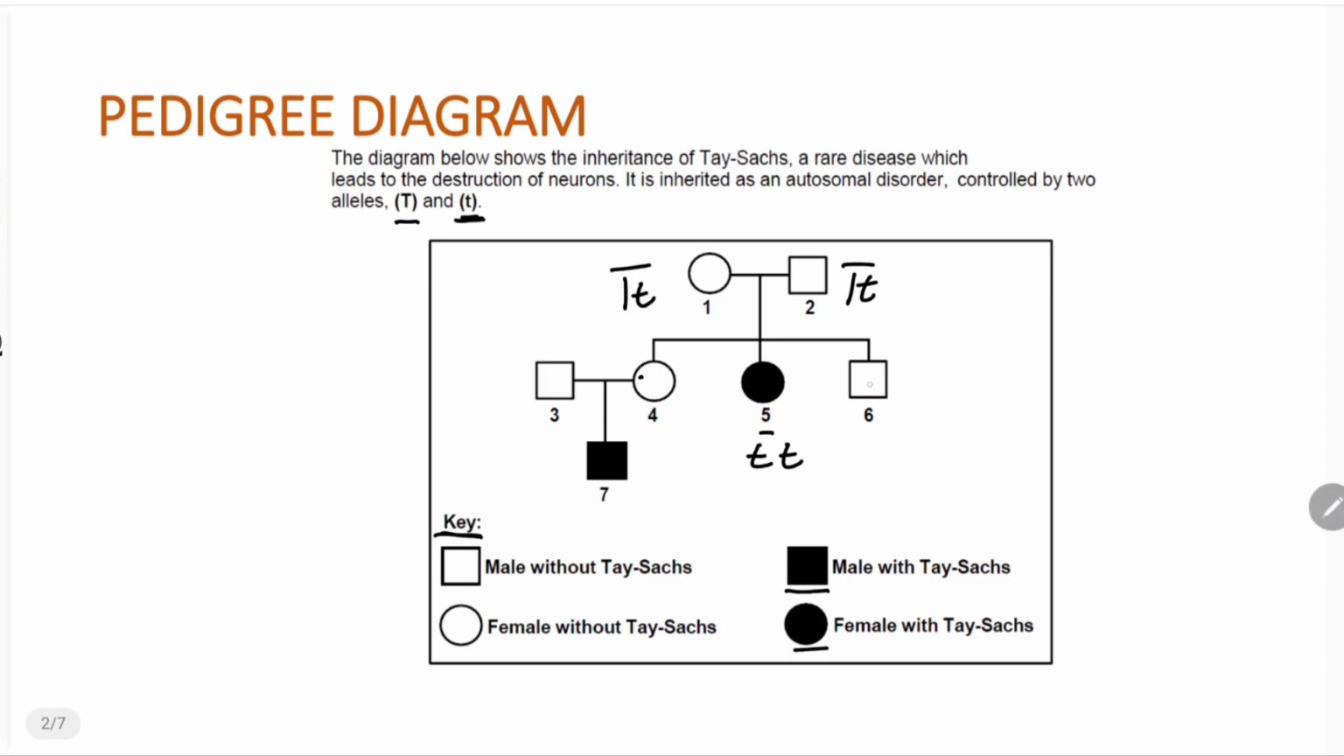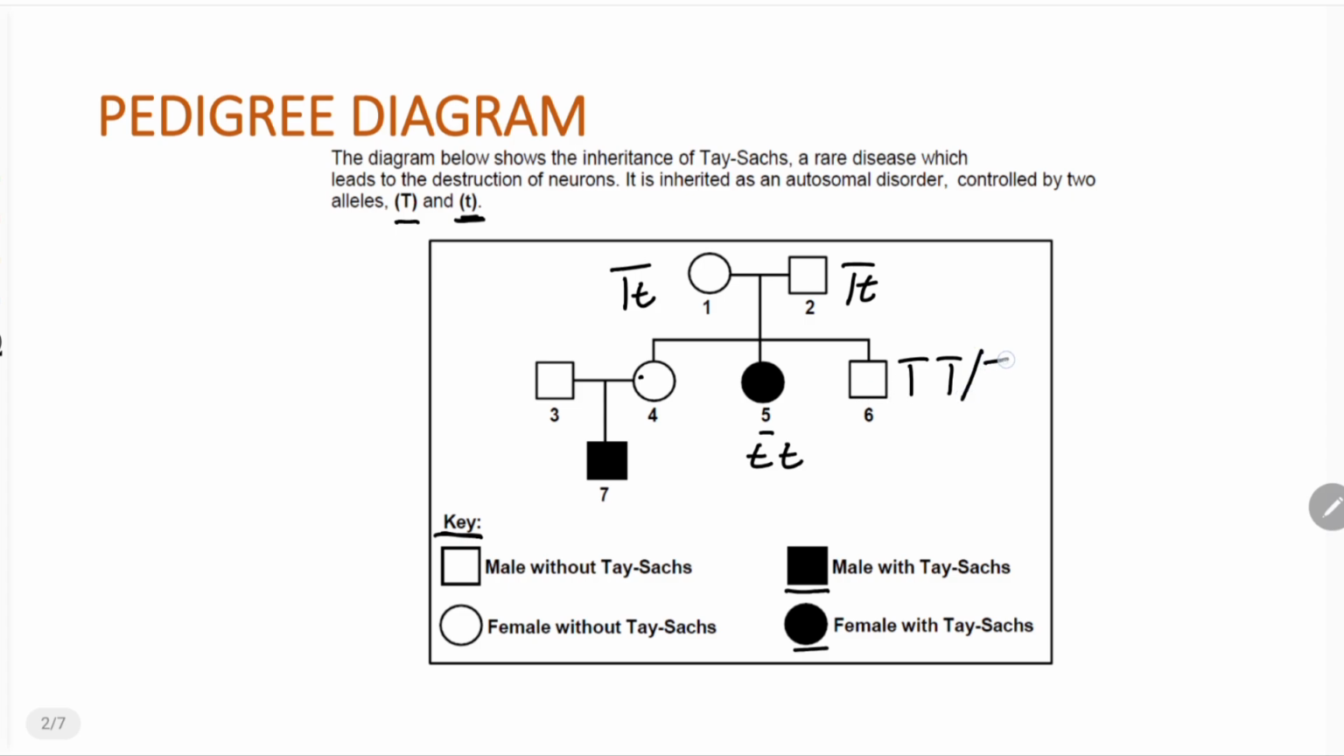Right. Now, let's talk about individual number 6. Individual number 6 is a male without Tay-Sachs, right? And remember, the genotype of each and every individual is represented by two alleles, one allele coming from the paternal origin, one allele from the maternal origin. So since individual number 6 does not have any children, he may have two possible genotypes. That is simply because it is possible for individual number 6 to be a male without Tay-Sachs if he received capital letter T from the mother and capital letter T from the father. So he will still be a male without Tay-Sachs.